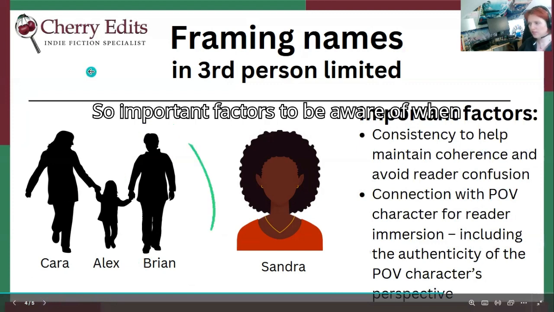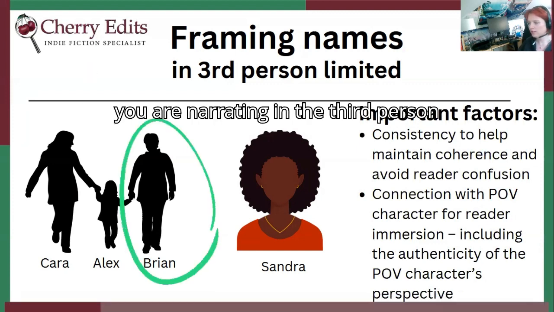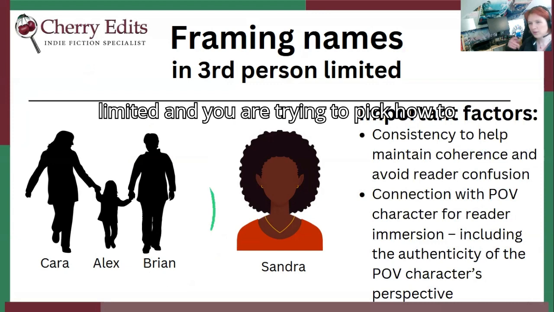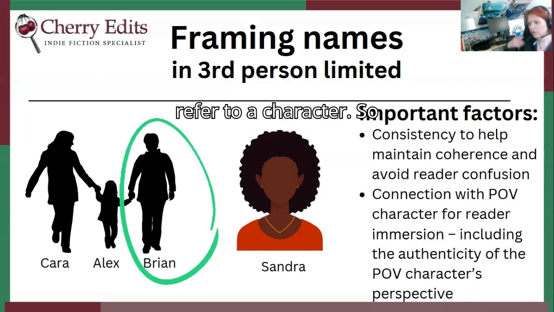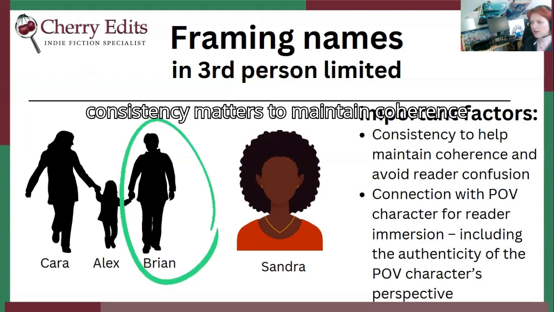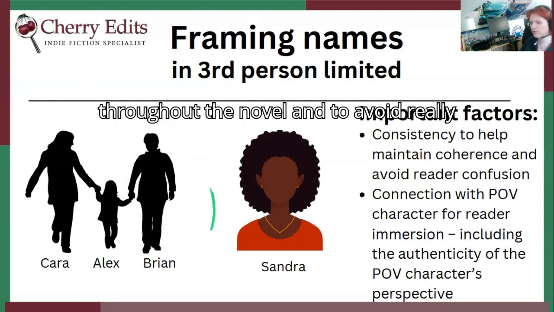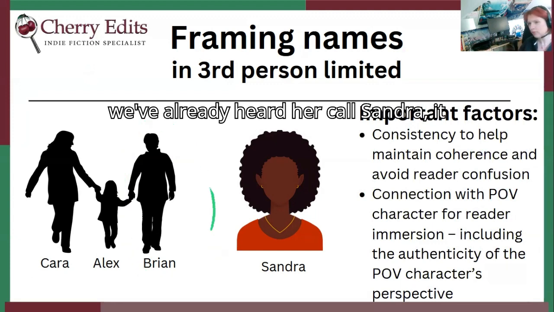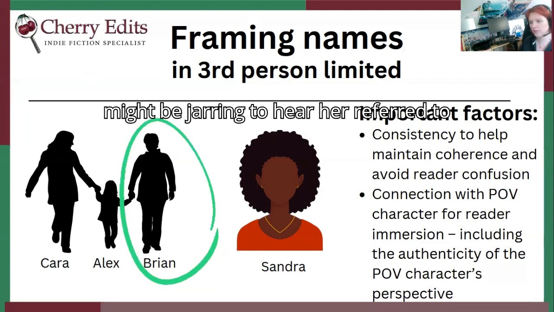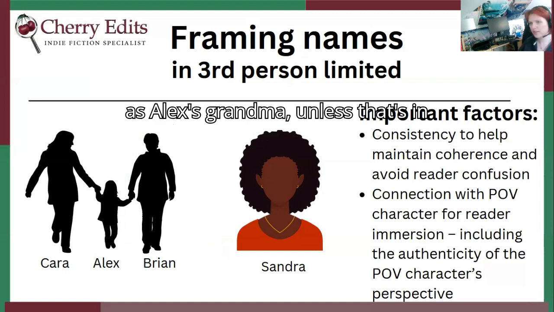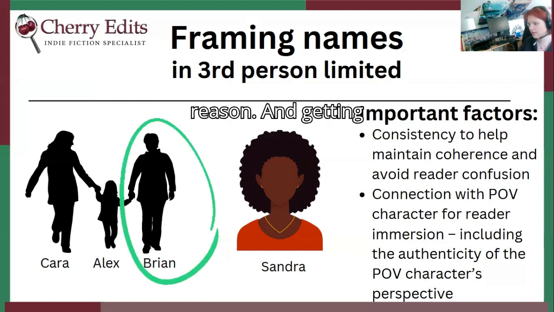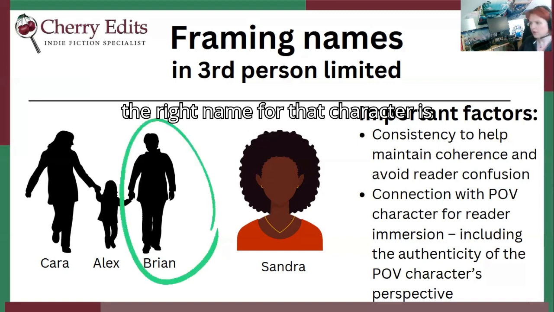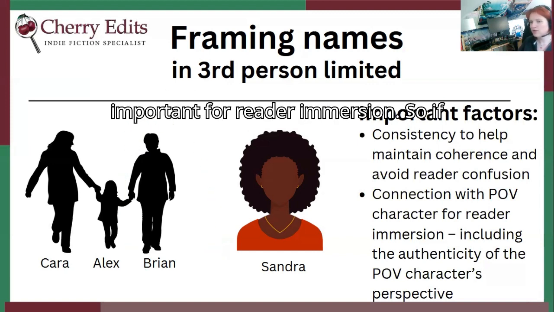So, important factors to be aware of when you are narrating in the third person limited and you are trying to pick how to refer to a character. Consistency matters to maintain coherence throughout the novel and to avoid reader confusion. As I mentioned, if we've already heard her called Sandra, it might be jarring to hear her referred to as Alex's grandma, unless that's in dialogue or is needed for some other reason. And getting the right name for that character is important for reader immersion.